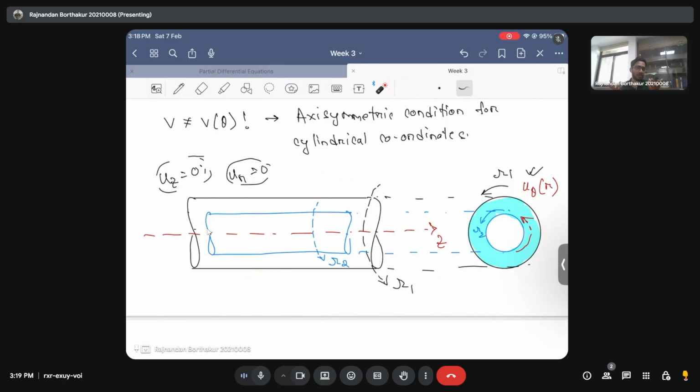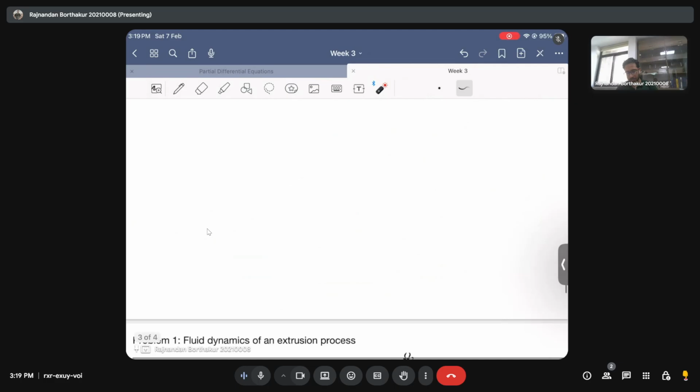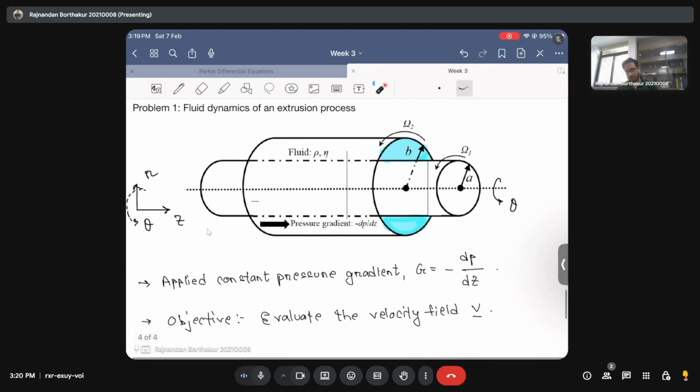contain now two components of velocity, one for the axial motion of the fluid, which will be u_z of r, I hope you understand, and one for the rotation of the pipe, which will be u theta as a function of r. Okay, so this problem that I was telling you, I call this the fluid dynamics of an extrusion process, and you can see this on your screen.